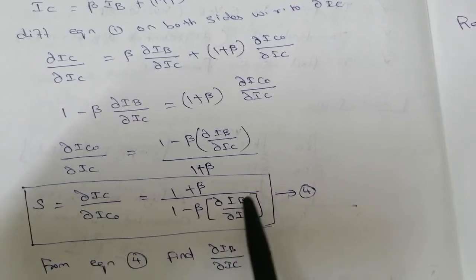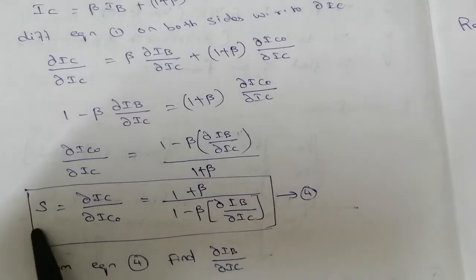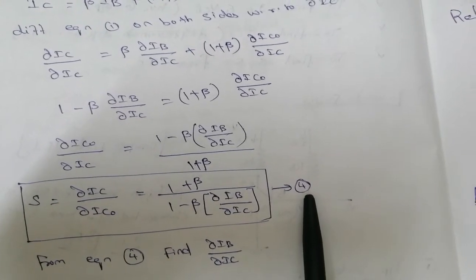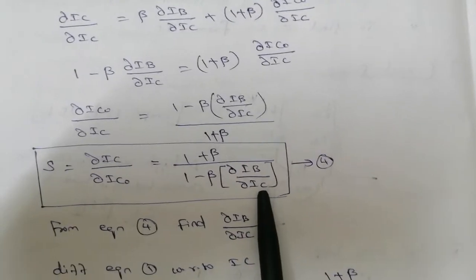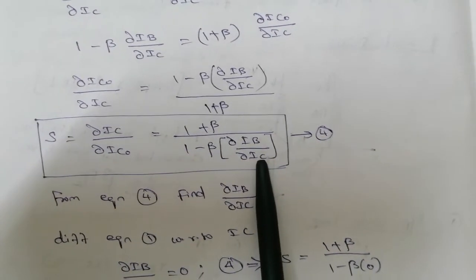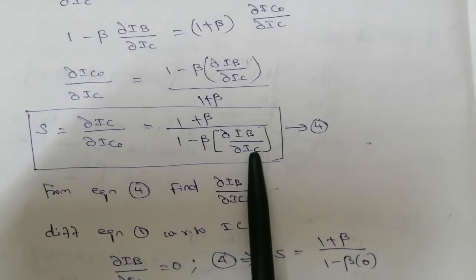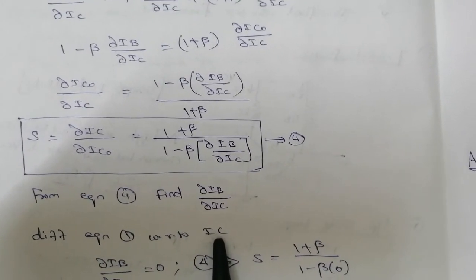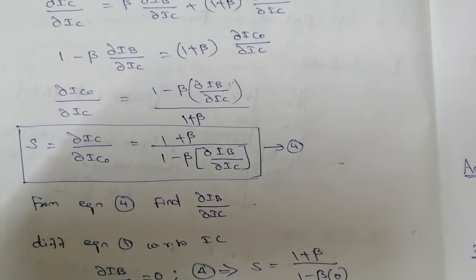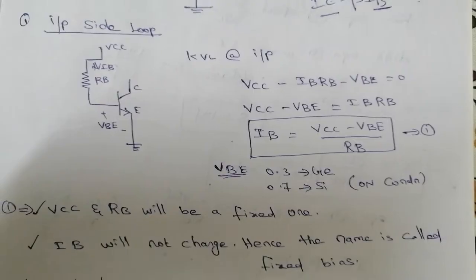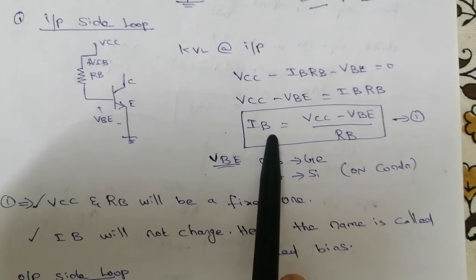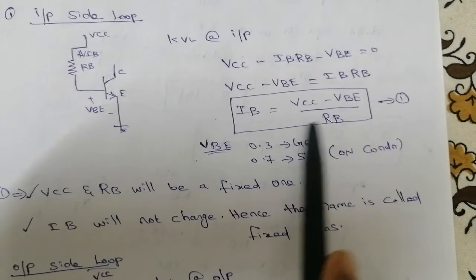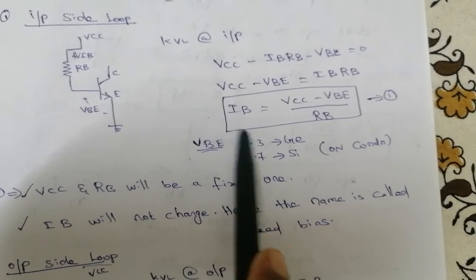Now we are going to find this value, then only we get the S, right? So from that equation, find dou IB by dou IC, correct? For that, we are going to again differentiate equation 1 with respect to IC. Equation 1 is nothing but base current IB equal to (VCC minus VBE) by RB. Now differentiate this equation with respect to IC.